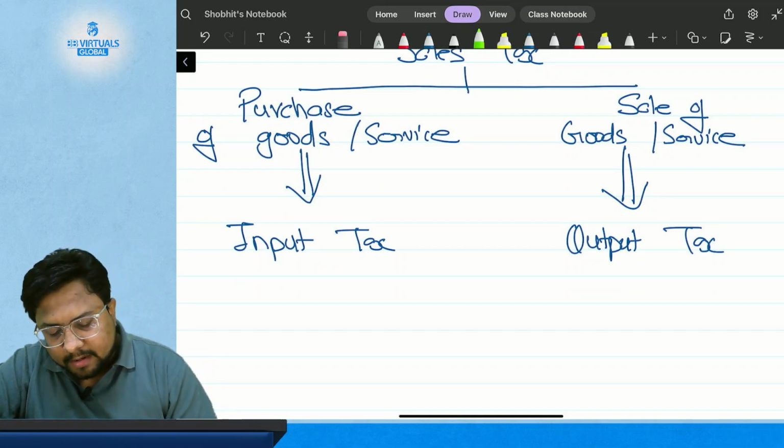Okay. And input tax is an asset. What is input tax? Input tax is an asset. Okay.